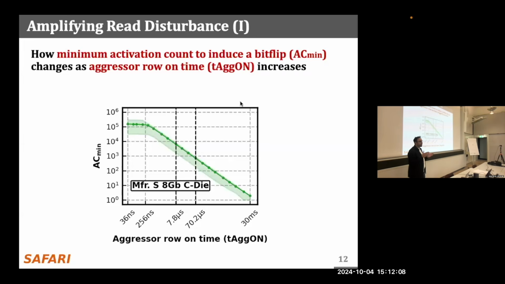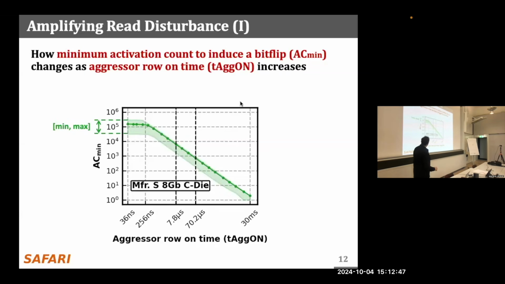There are two types of refresh scheduling that are performed today for DDR4 DRAM chips. You either send a refresh command every 7.8 microseconds. When a refresh comes, you need to have your rows closed, so you need to send a precharge. So you cannot keep your row open longer than that time. And there's an extended refresh scheme where you can actually have a 70.2 microsecond time window between two refresh operations. So you can keep your row open for that much time.